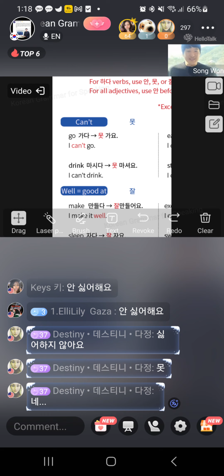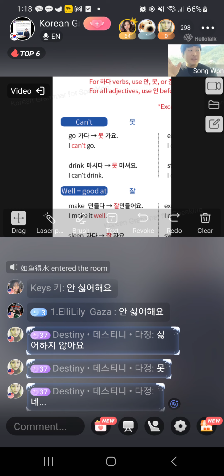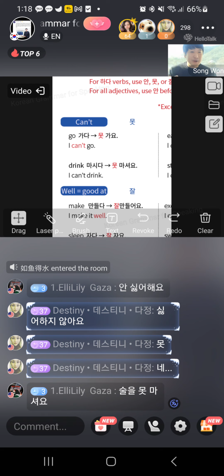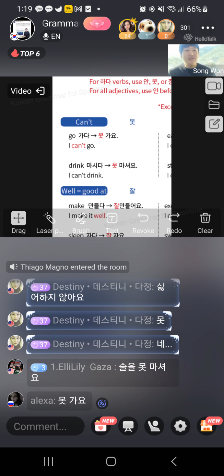It's going to be really easy for you because we want to put this 못 in the exact same spot where we put 안, right before the word. All right. 가다 conjugates to 가요, and put this 못: 못 가요. That's all, right? And if you want to say I don't go, 안 가요. If you want to say I can't go, 못 가요. Perfect.